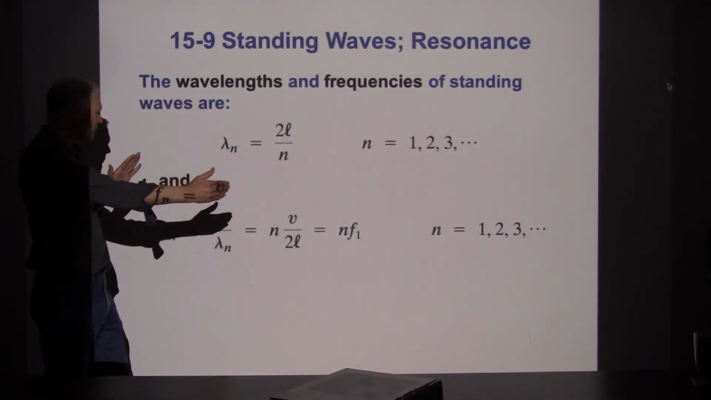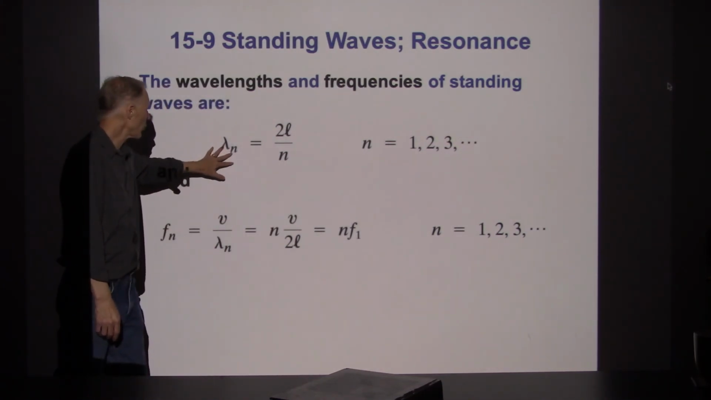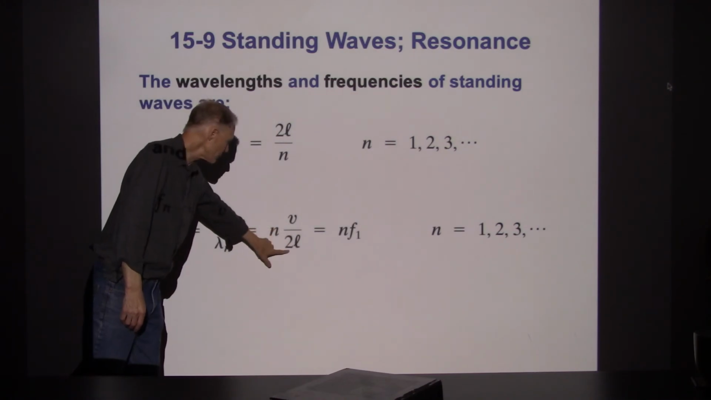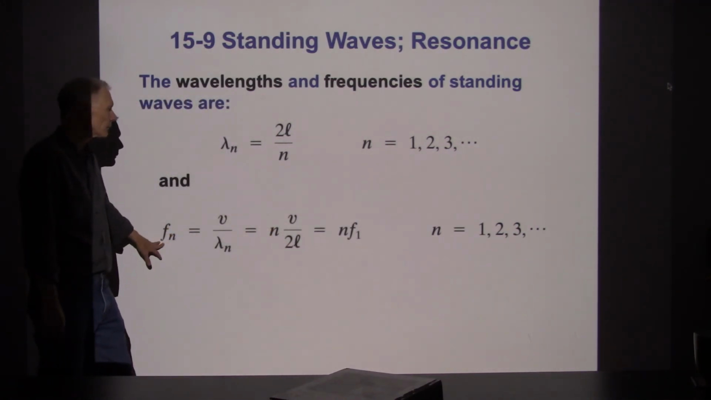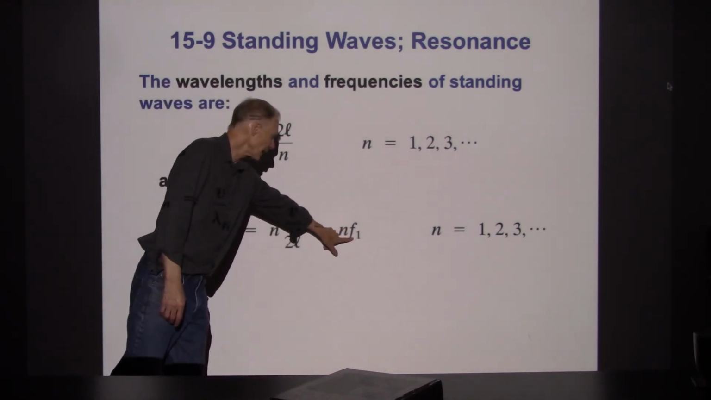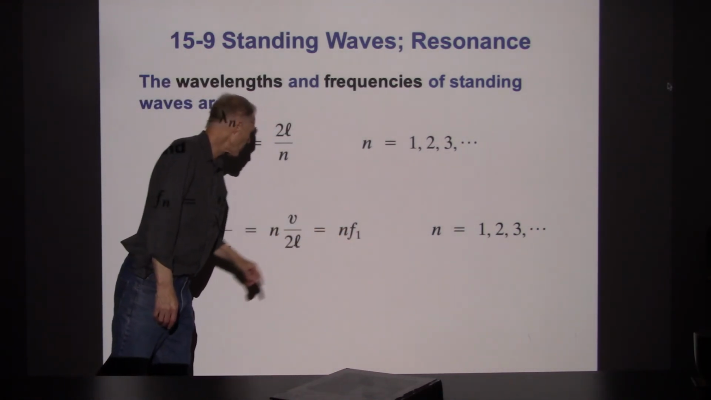And then the length of the string will determine wavelength, and so that's wave speed over 2L tells me what my frequency will be. It tells me what the fundamental frequency or first harmonic will be.